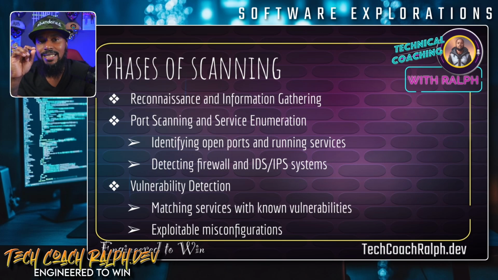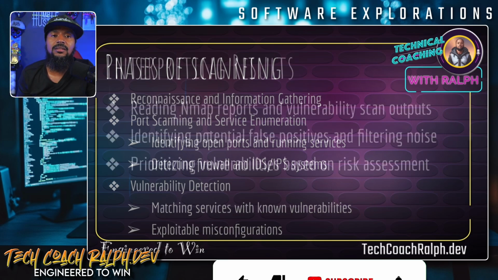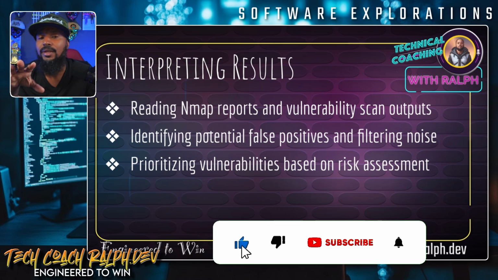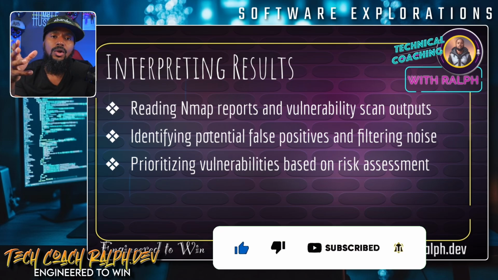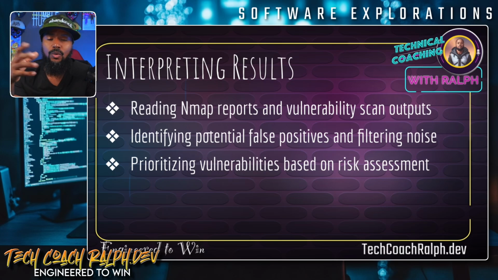We have vulnerability detection, another phase, which is matching services with known vulnerabilities and exploitable misconfigurations. So how do you interpret the results of your scanning? When you finish scanning, how do you interpret the results? You interpret it by reading the Nmap reports and vulnerability scan outputs. You identify potential false positives and filter out the noise, and then prioritize vulnerabilities based on risk assessment.